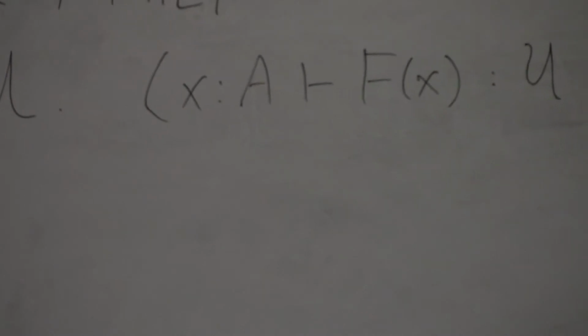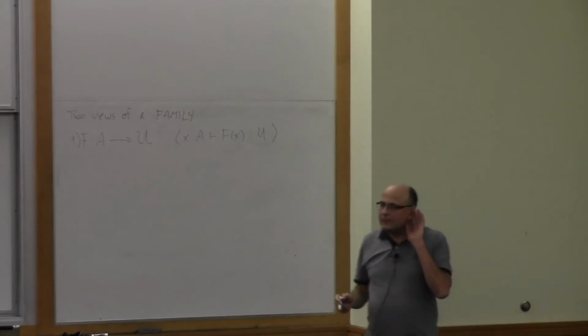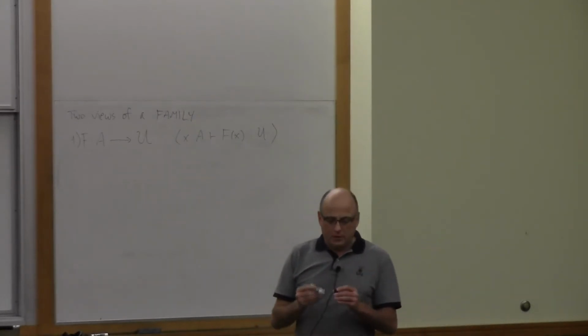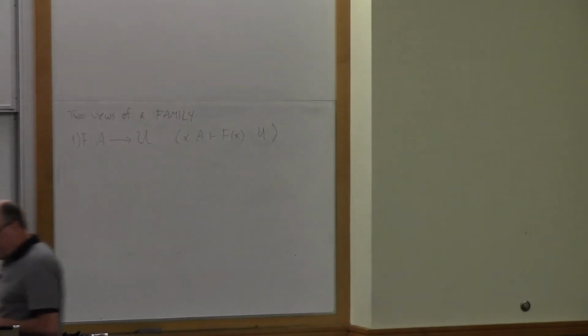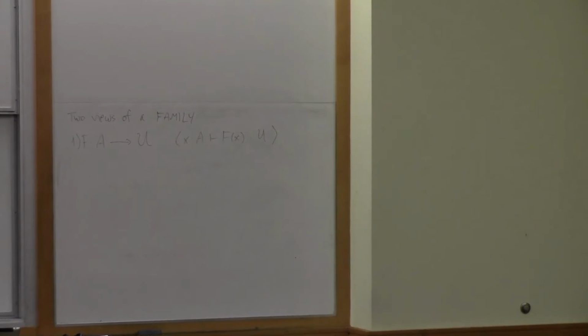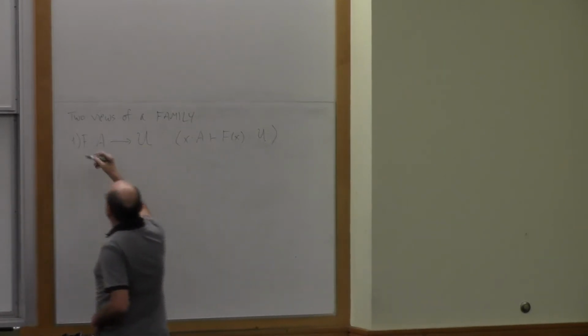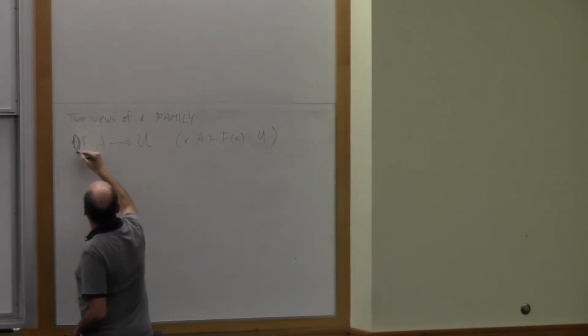What? I can't hear you. Too hard to read. Oh, well, what pen do you want me to use? I have a red pen. That doesn't look too good. That's a red pen. That's a green pen. What do you want me to do? All right, it's green. Okay, so we have two views of a family. Let's see if this helps. Is this more readable?